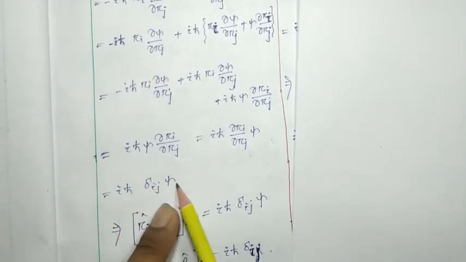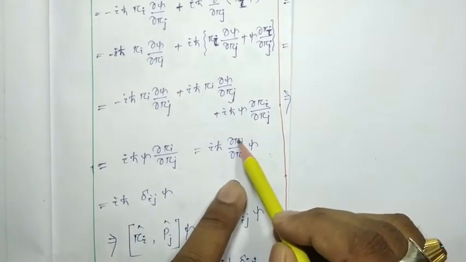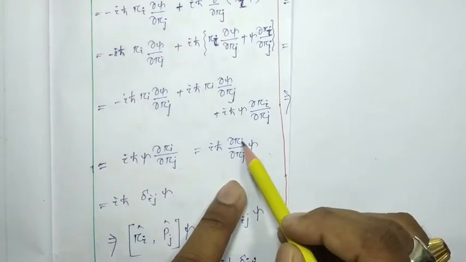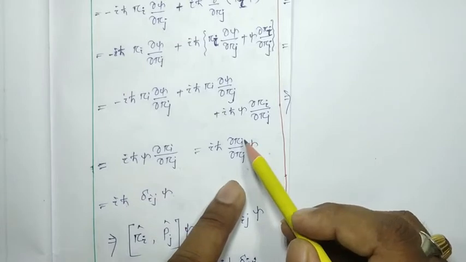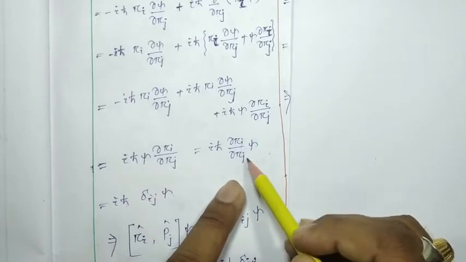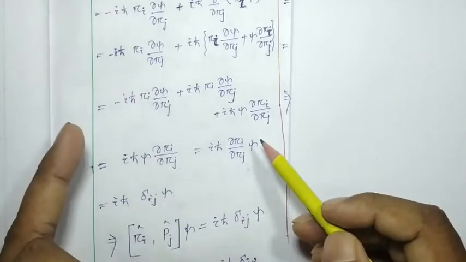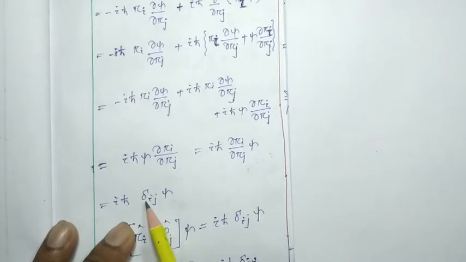You see over here, if R_i is considered as x and R_j is considered as x, that means if I consider i as 1 and j is also 1, this will be ∂x/∂x, which is equal to 1. But if I take i equal to 2, j equal to 1, this will be ∂y/∂x, which is equal to 0. So like that, hence I have written the Kronecker delta δ_ij.